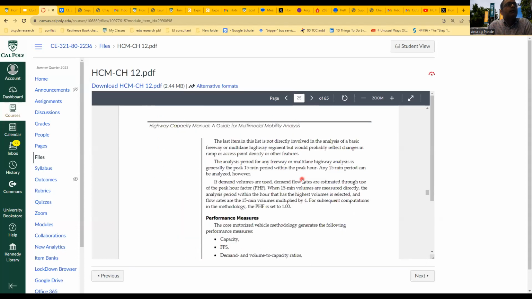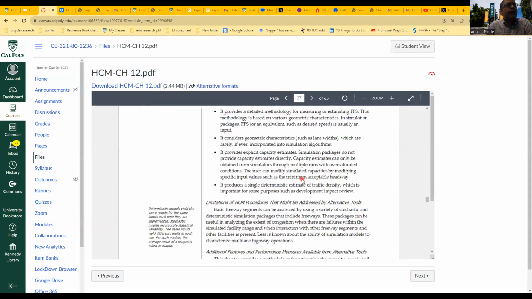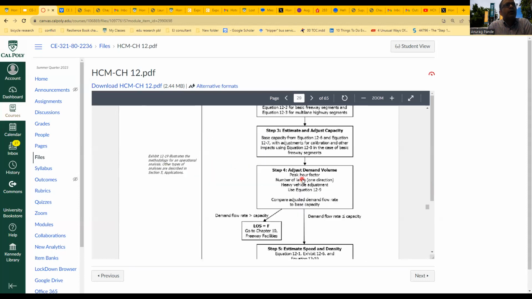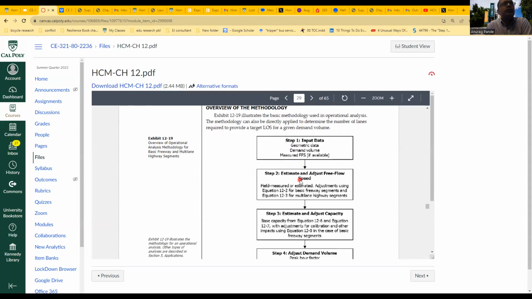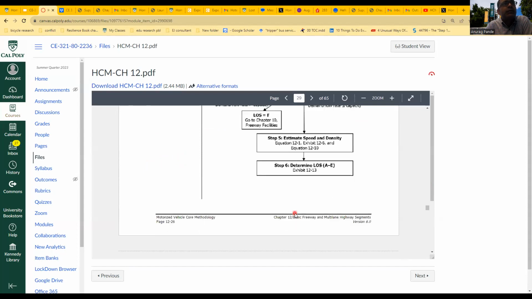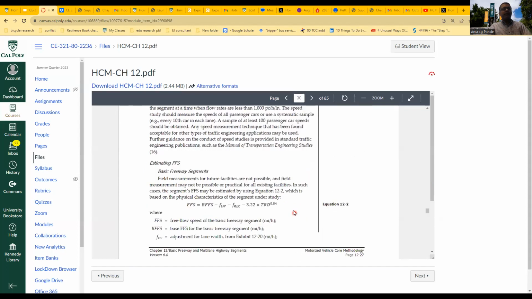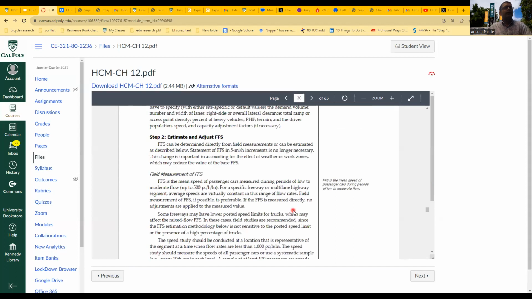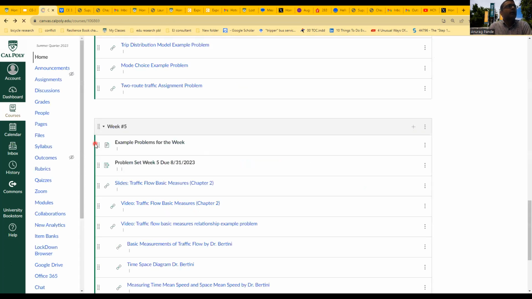Now, a step-by-step methodology is provided in this PDF. You don't have to look at the whole thing, but what I do want you to do is look at this overview of the methodology that provides the step-by-step. This methodology is for multi-lane highway segments as well, so it is very similar, but focus on the equations provided for the basic freeway segments. The computational steps you will see in another video recorded by Dr. Kimberly Mastico that I've also provided on your Canvas page, and I'll link that to this video as well.